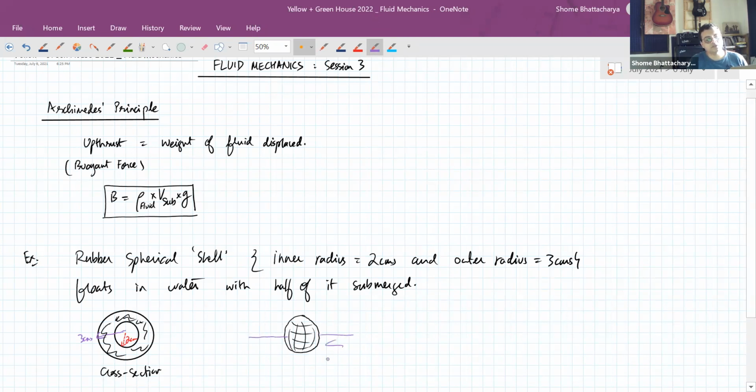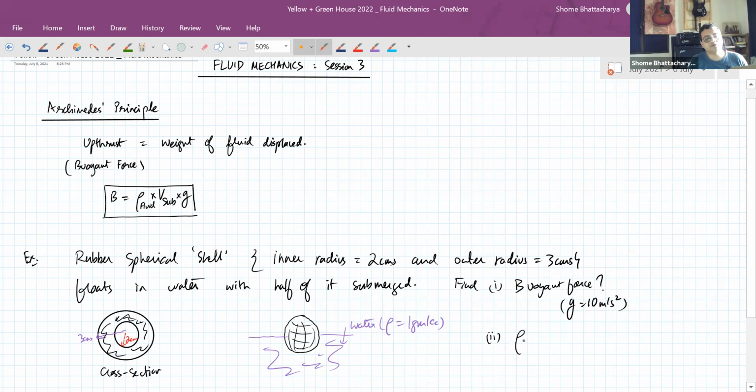But when you place this in water, it floats such that 50% of it is submerged. Density of water is 1 gram per cc. So from this we have to find the buoyant force acting on it. Take g as 10 meters per second square for that. And secondly, we have to find the density of rubber. So just try out this question, people. It's an application of the principle of flotation.